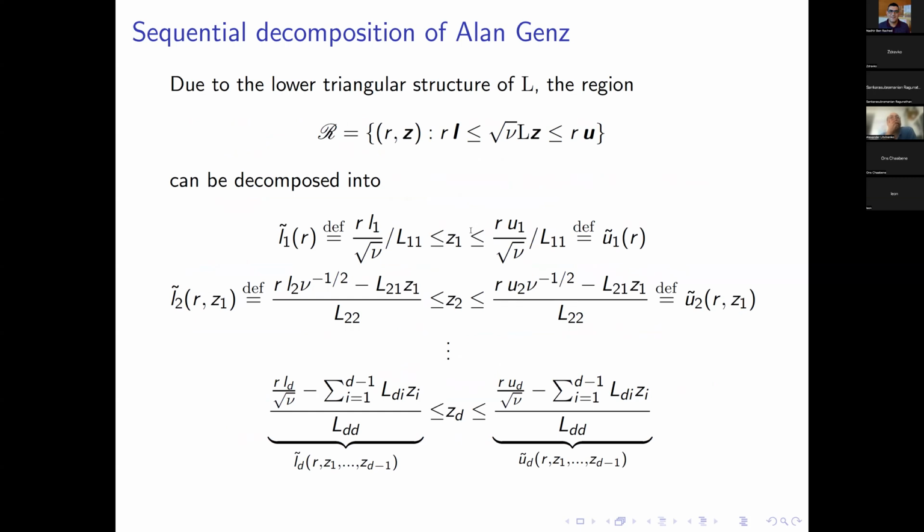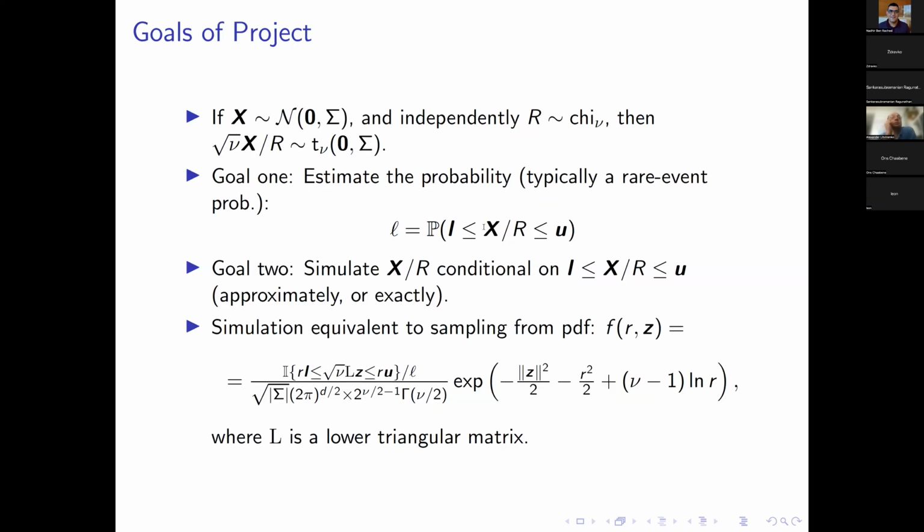Now here I use the fact that you have a mixture representation of the multivariate student. You can represent it as a scaled multivariate Gaussian divided by some chi-square scaling variable. Okay, so this is our first problem. We want to estimate this probability. And as I said, I deliberately keep the scale mixture representation of the student because it helps with the analysis and construction of the algorithm.